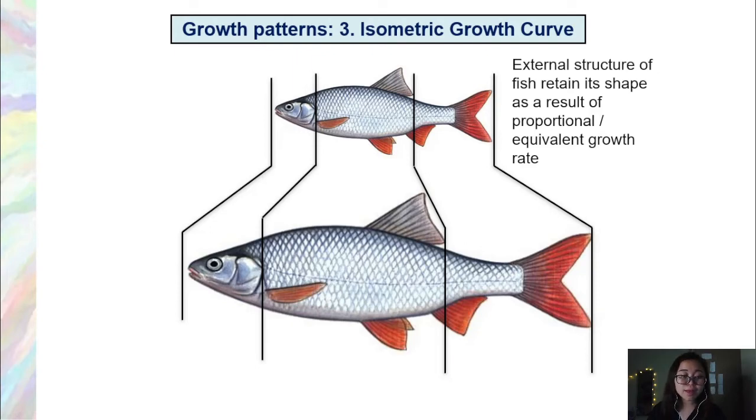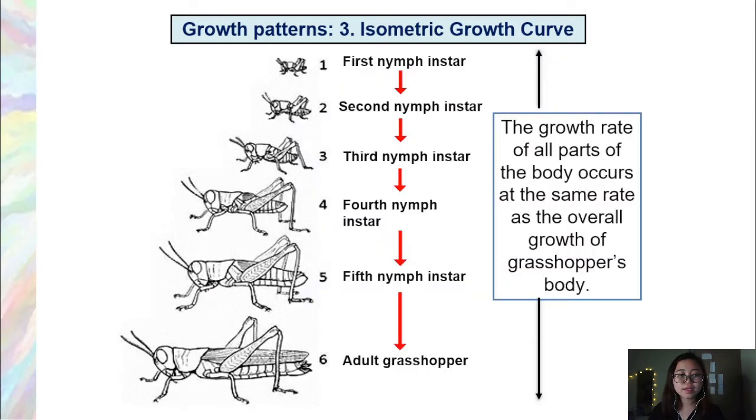Bila dia besar, kepala dia begini juga bila dibandingkan dengan keseluruhan badan. Alright, so we'll also look at it in grasshoppers. So grasshoppers, they go through what insects go through. Dia ada cangkerang yang keras kan. So they go through these stages called instar. We'll look at that later.